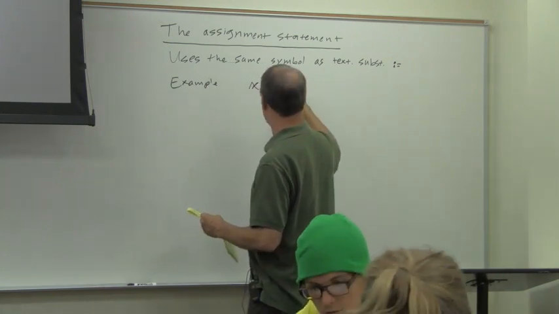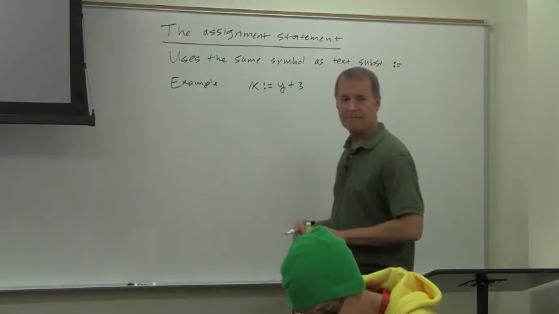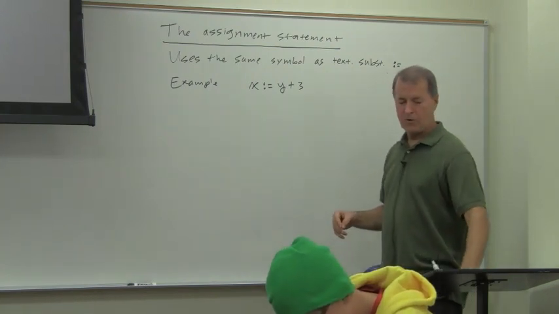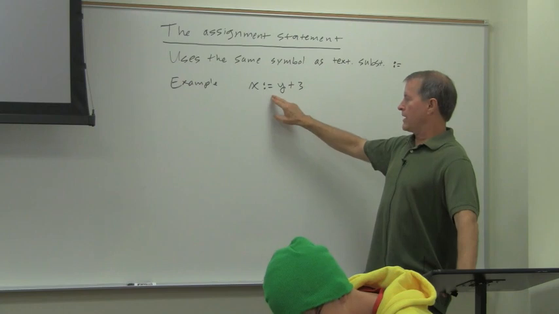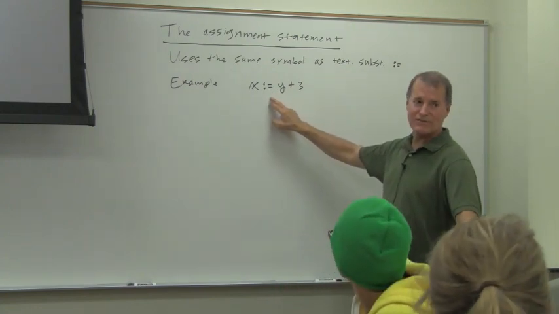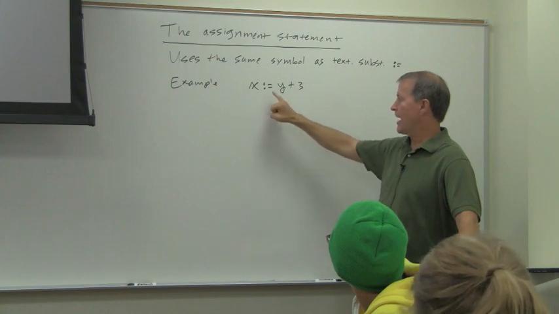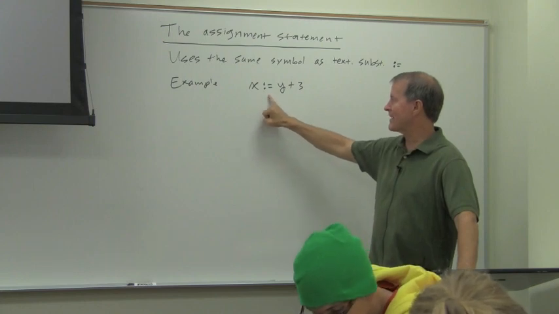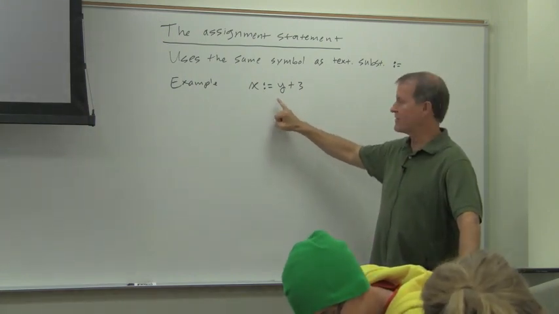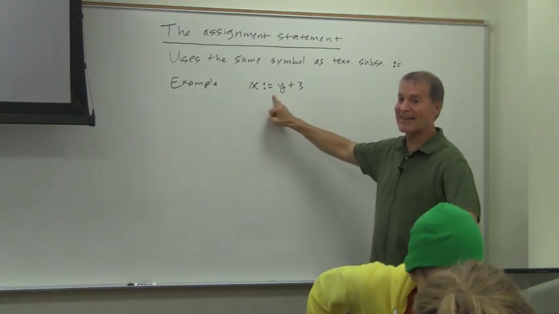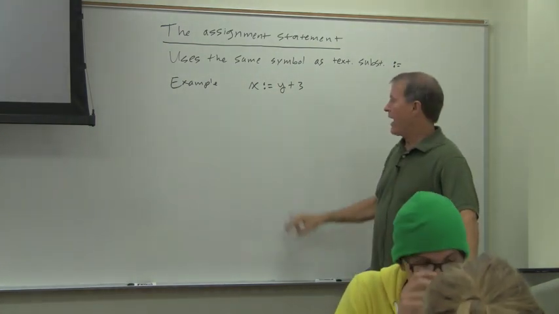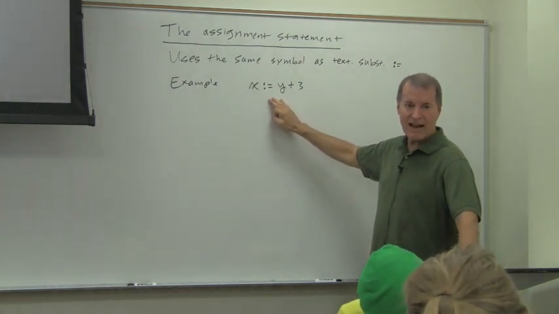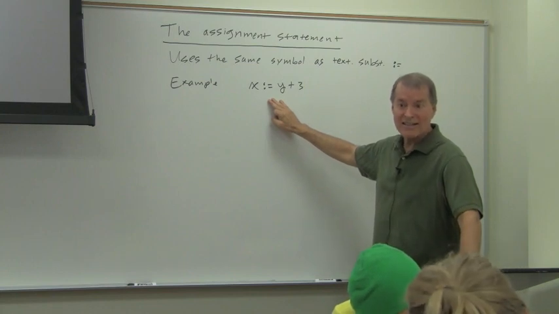x := y + 3. Now, it's really important that we know how to pronounce these symbols correctly. The word we're going to use is "gets." We say this as "x gets y plus 3." This is not "x equals y plus 3," it's "x gets y plus 3." And the effect of this programming statement is to change the state.